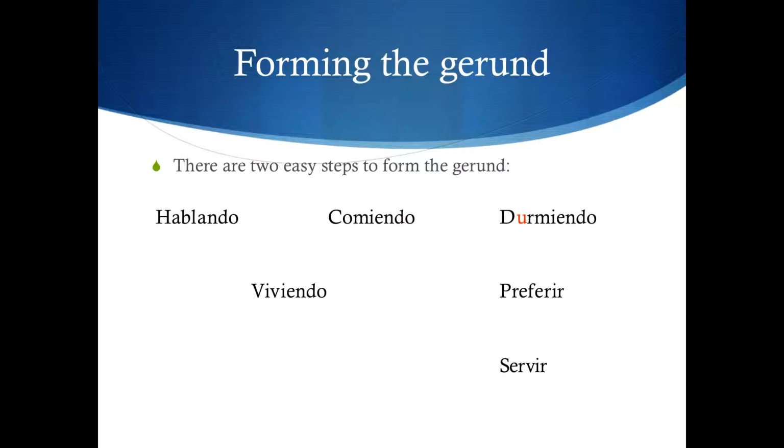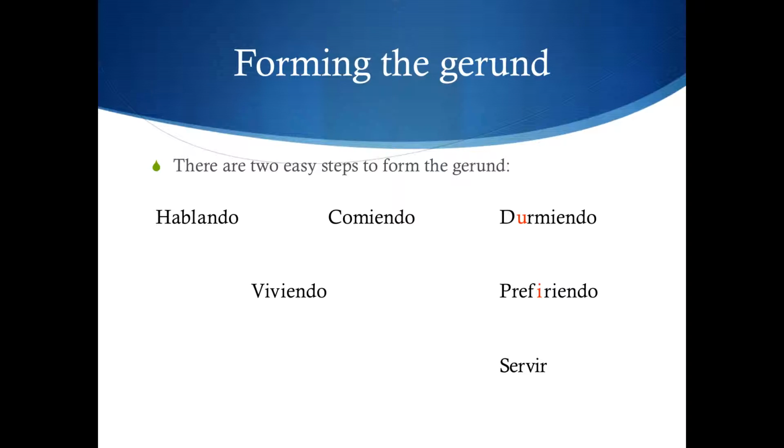But let's take preferir, which is an E to IE vowel changing verb. We take off the ending. Since it's an IR verb, we put the yendo ending. But then what do we do with the vowel that changes in the vowel changing IR verb? We drop the vowel, and we put only the first vowel of the vowel change. If it's E to IE, we put only the I, prefiriendo.